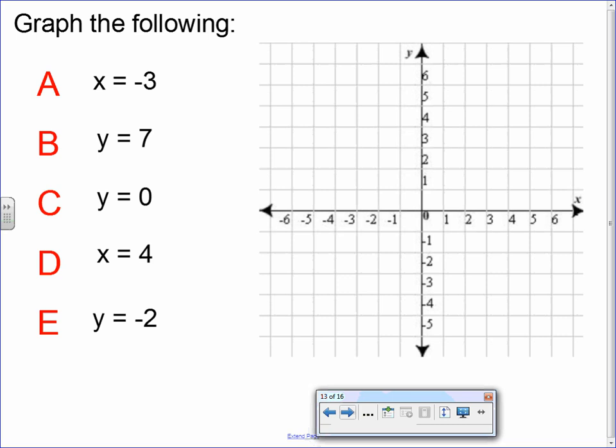Okay, first thing you can do to graph is you can, just like our XY table, plot 2 points that are on that line. If we see x equals -3, you could set up a little mini XY table.